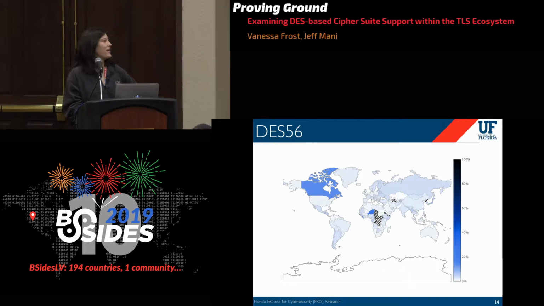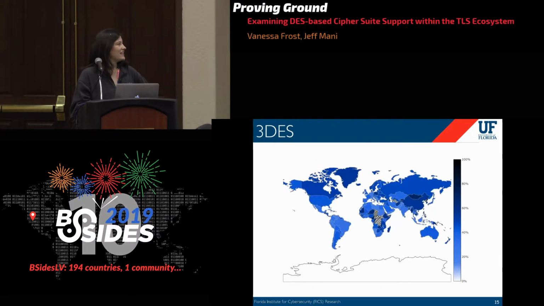All right, now we have DES 56. We have Niger in the lead with 24%, Liberia with 19%, Canada with 14%. Sorry, Canadians. Absolutely blame Canada after 3 more slides.